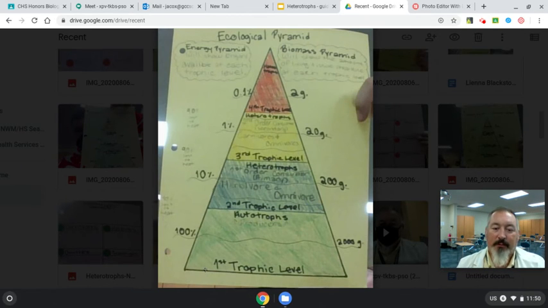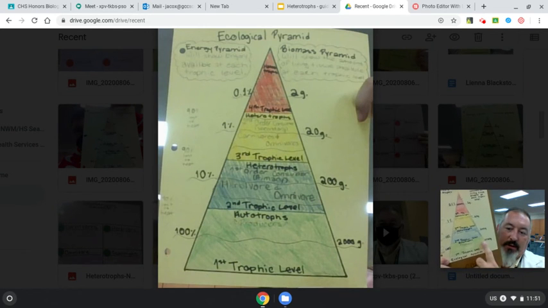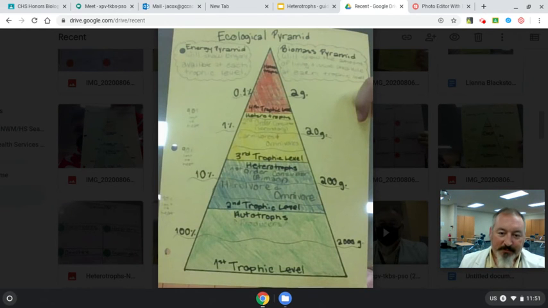Let's go ahead and add a little bit more to this. In the first trophic level, they are all autotrophs. Autotrophs are producers. So I ask that you put that on your paper as well. Go and put producers on your page.